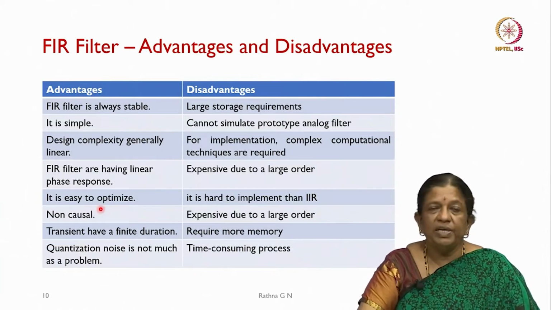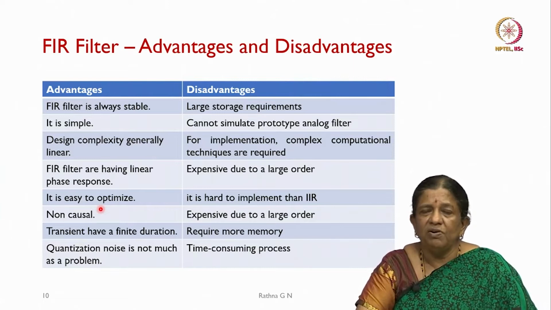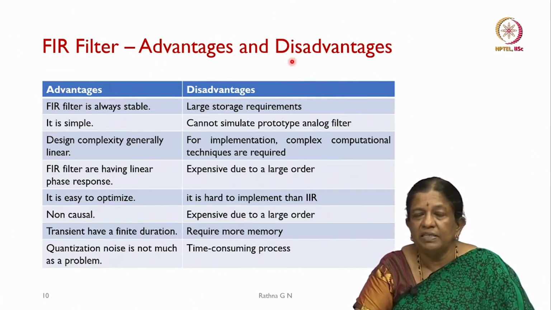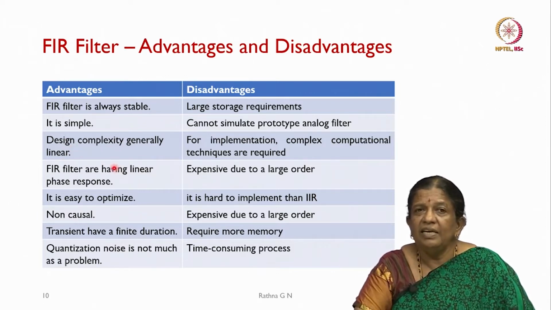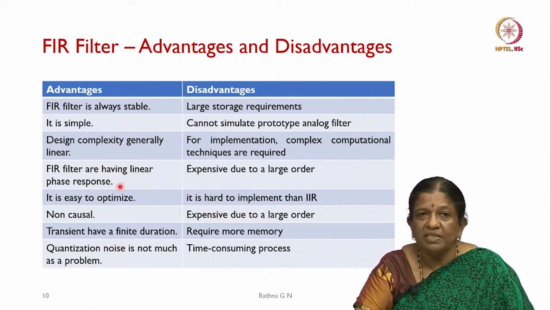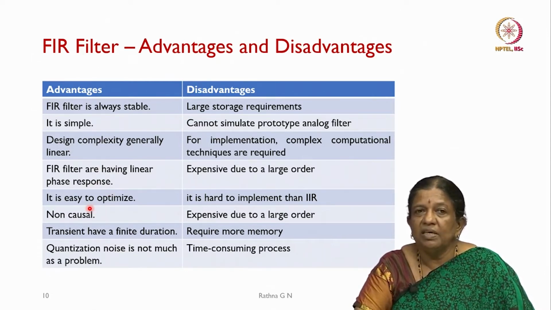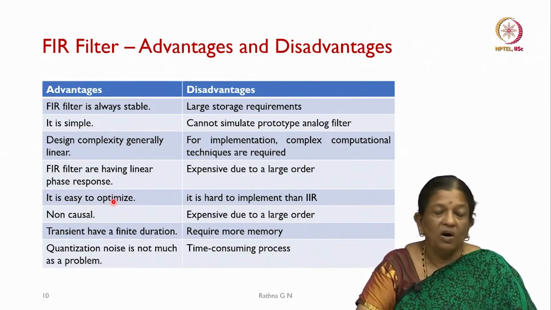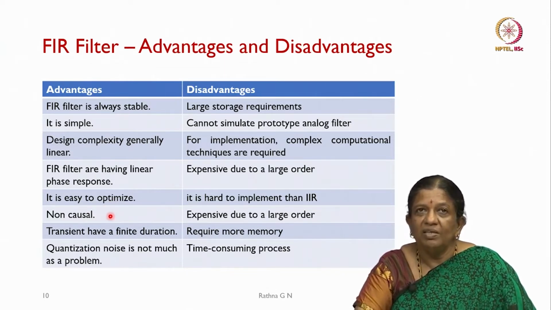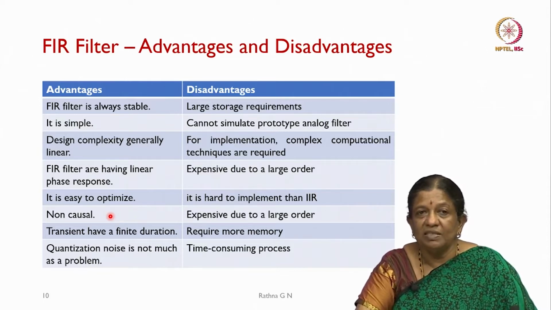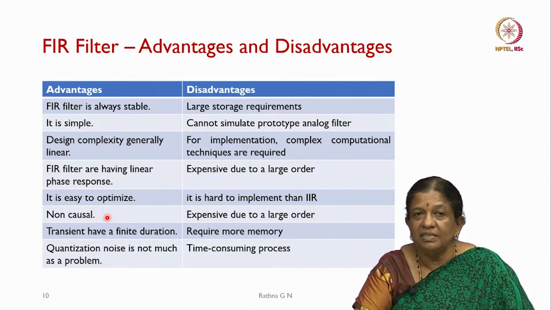So, today we will see the FIR filter. First we will see why we have to go for FIR filters, and their advantages and disadvantages. The advantages, as listed here: it is stable, simple, and design complexity is really linear in this case. It has a linear phase response, which we will see in a while, and it is easy to optimize on the order of the filter that we want. This is a non-causal system. Hopefully you would have done causal and non-causal systems earlier in your signals and systems.